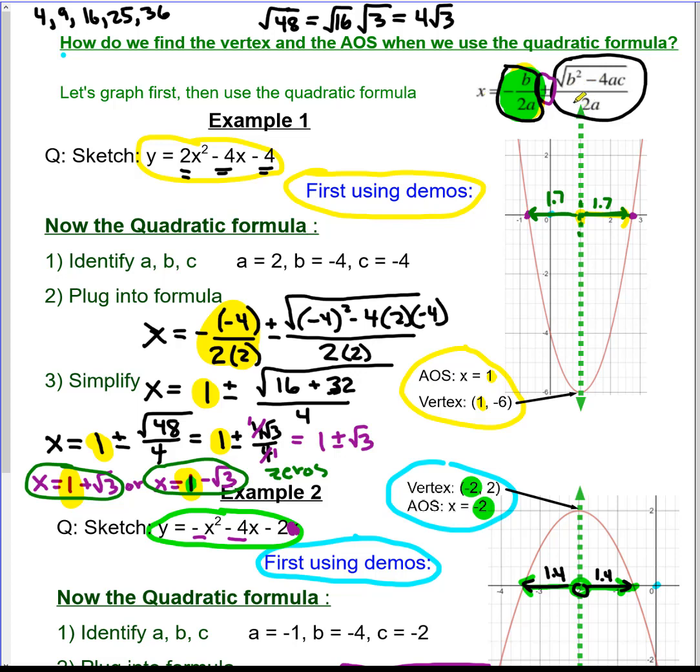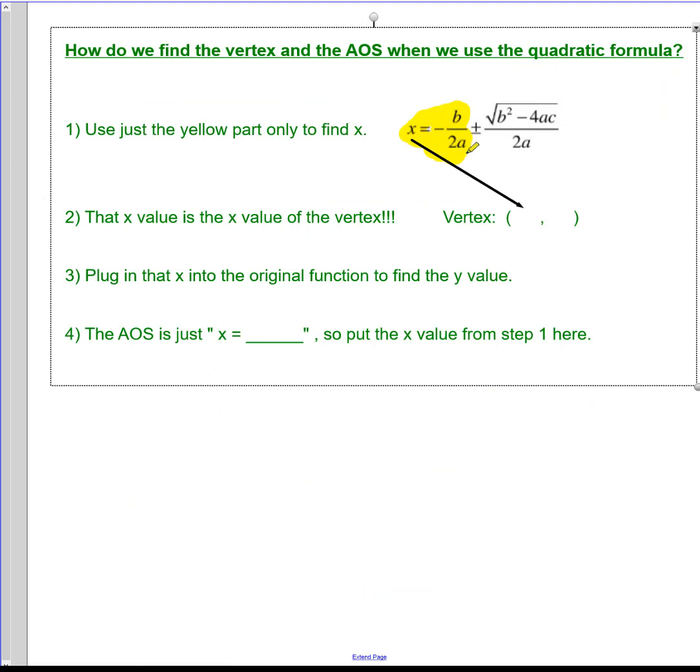So every time you use the quadratic formula, basically you're getting a number here, and then you're doing plus minus. So you're starting off at a center line. You're going plus this much to the right, and then we're going minus, so that much to the left. So we go to the right and left, as you saw in both of these graphs. So the center line is always the first number, and that first number comes from the beginning of the quadratic formula. Okay? So to answer the question, how do we find the vertex and the AOS when we use the quadratic formula?